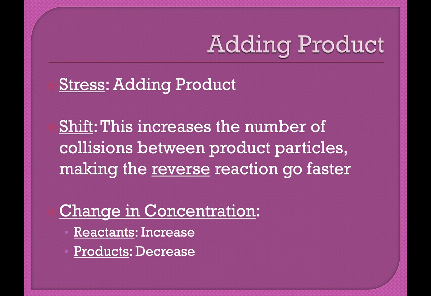As far as the change in concentration, this reverse shift will cause our products to decrease as they get used up, and reactants to increase as we make more reactants.